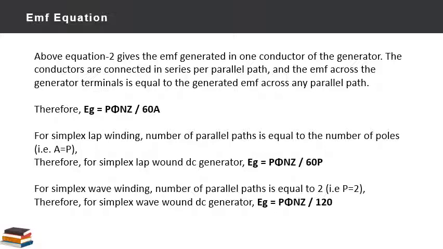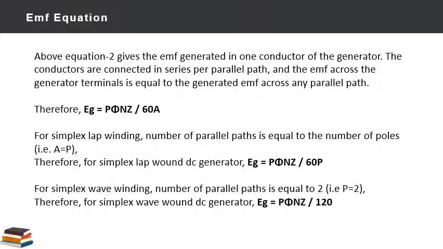The conductors are connected in series per parallel path, and the EMF across the generator terminals is equal to the generated EMF across any parallel path. Therefore, generated EMF Eg is equal to P phi N Z by 60 into A. So this is the EMF equation of the generator. It is called Eg, generated EMF. If we consider the motor case, it is represented by Eb. Eb is called the back EMF. The formula is the same: phi, Z and P upon 60 into A.